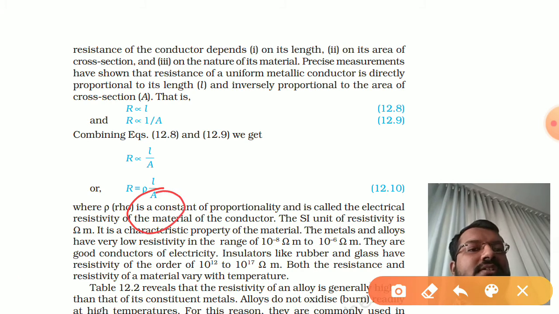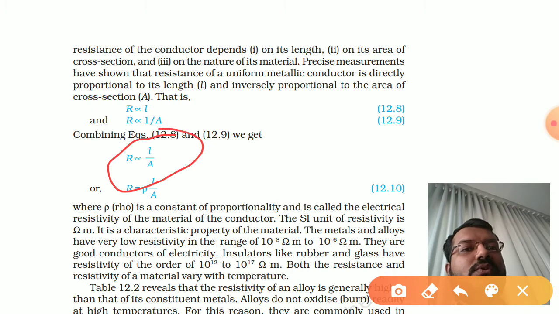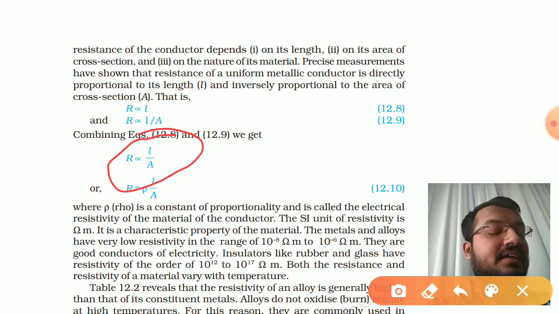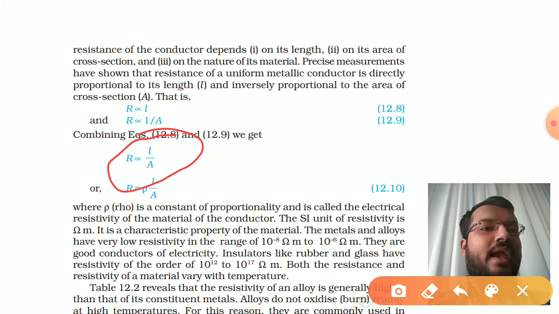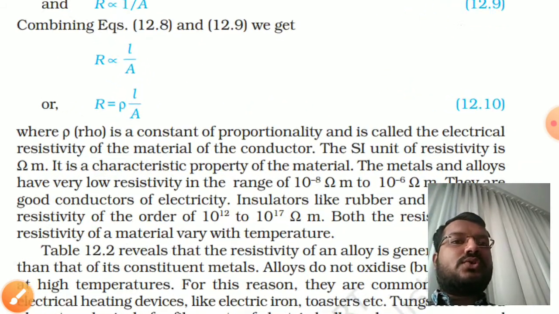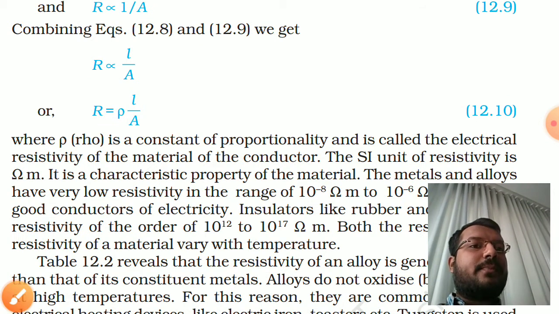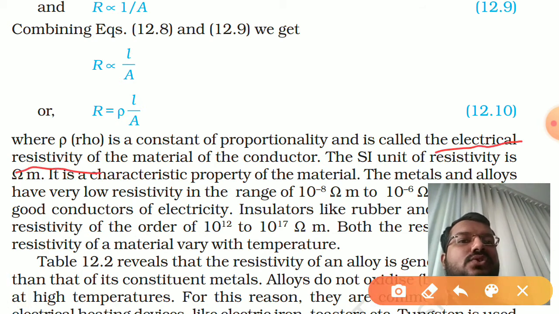Okay, so not considering d, you can take only area, that R is directly proportional to length and inversely proportional to area, because when we increase the length, R will be increasing, and when we increase the cross sectional area, R will decrease. Okay, so R is proportional to L upon A. So we need one constant, so here we put rho. Rho is a constant of proportionality and it is called the electrical resistivity.